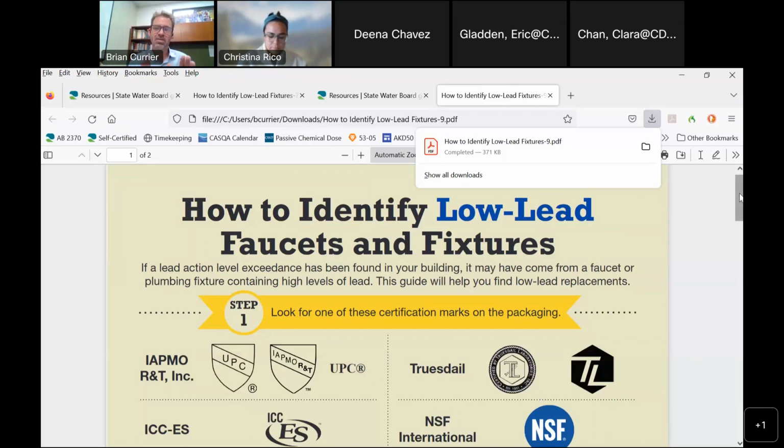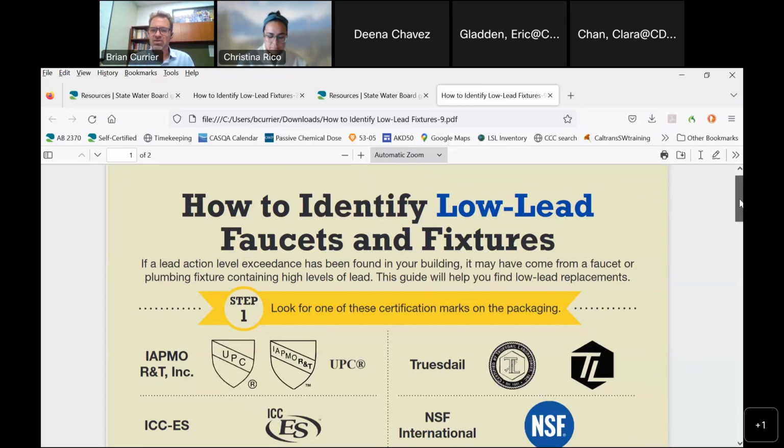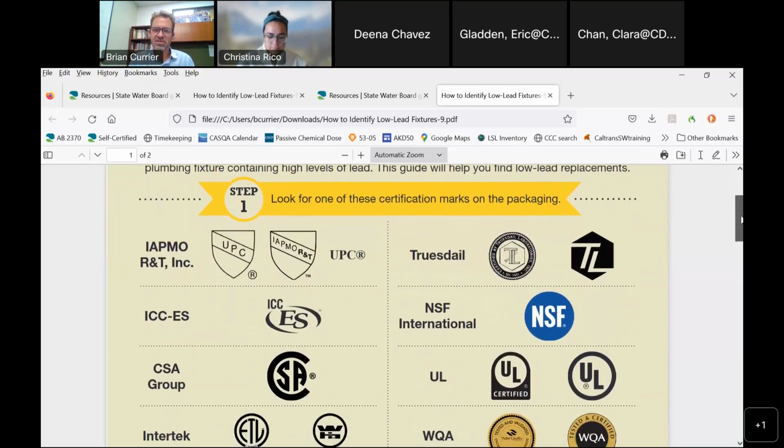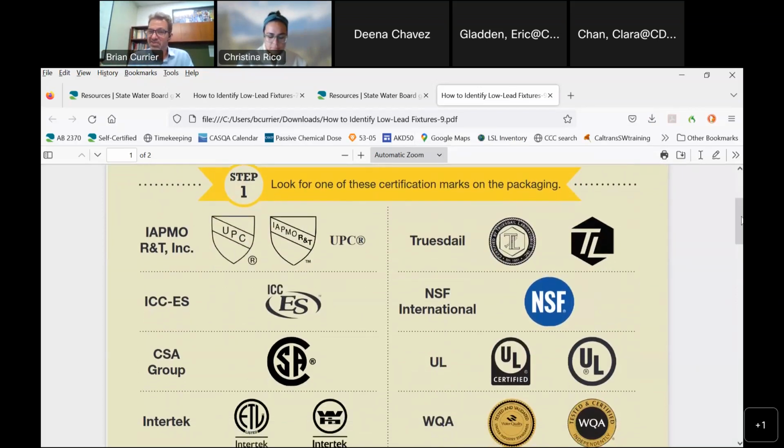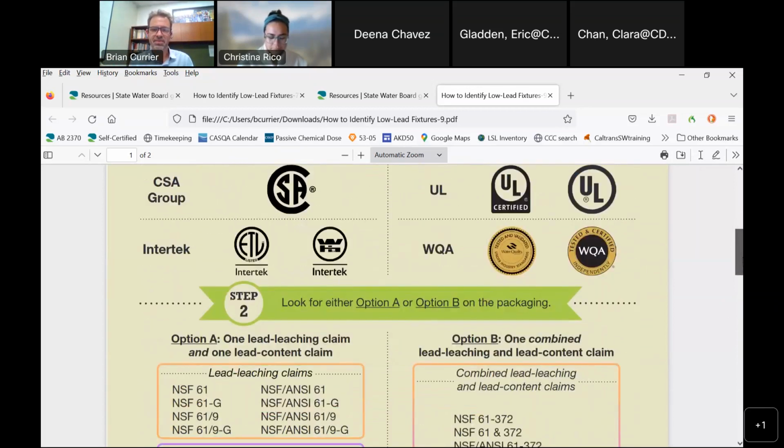First thing you do is you make sure it has the mark of an approved testing organization. Let's scroll down this a little bit so you can see some of these. From what I've seen so far, I think NSF is the most common, but they're all equally good. So you look for one of these symbols. If you're seeking reimbursement as part of the grant program, we absolutely need this documentation from your packaging of your fixture. I'm going to scroll down to step 2.